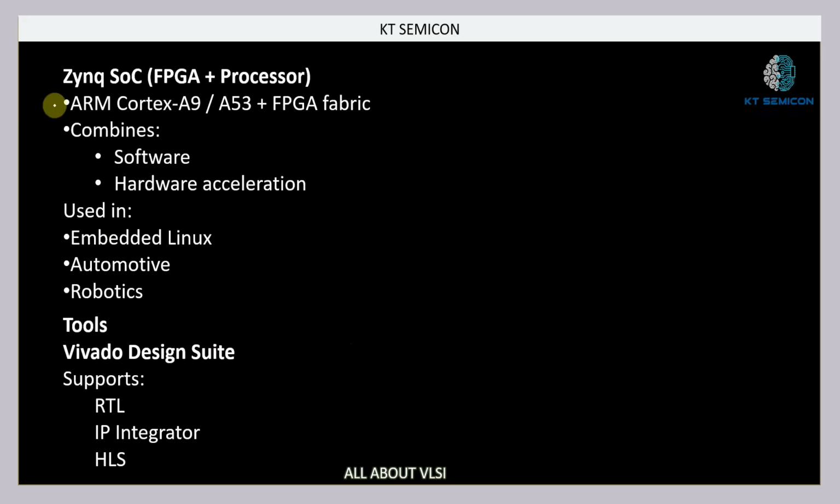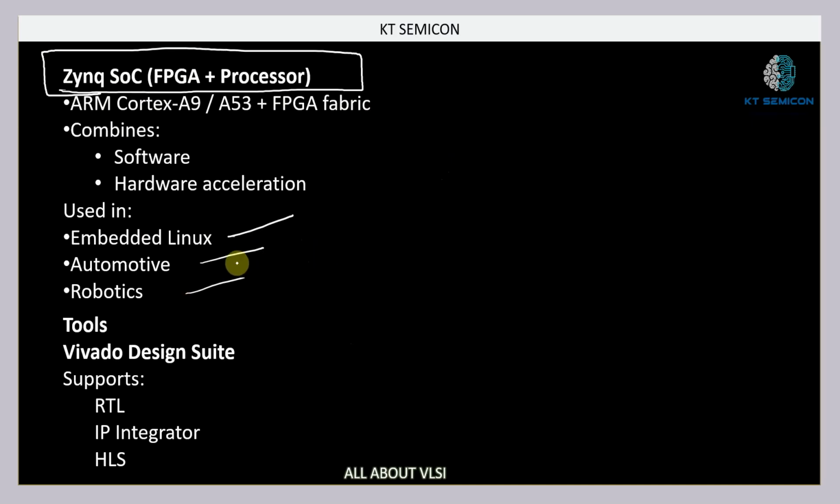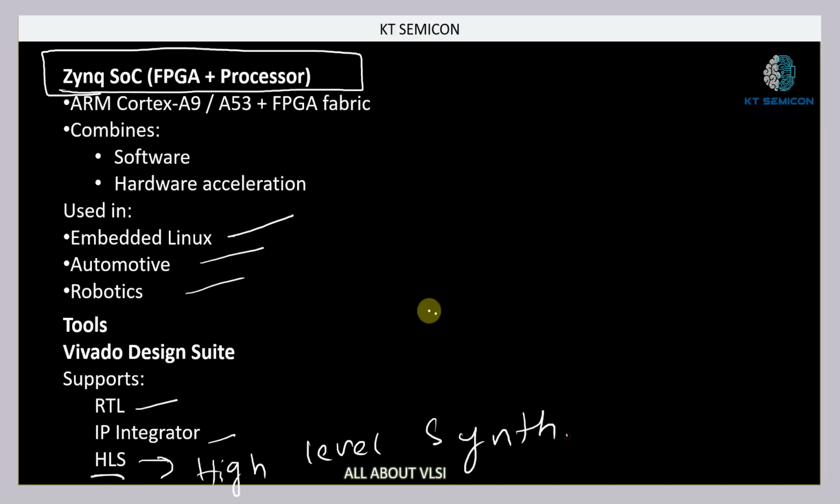And we have something known as Zynq based FPGAs. This is what we are focusing on more, because we have this particular board with us. We are going to discuss this Zynq architecture in more detail, where we can use it for embedded Linux, automotive and robotics also. It also supports RTL, IP integration, and HLS. HLS basically stands for high level synthesis, where you convert your C code into RTL code. That is nothing but high level synthesis.